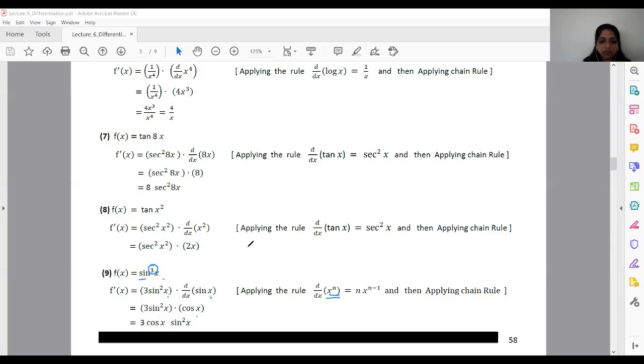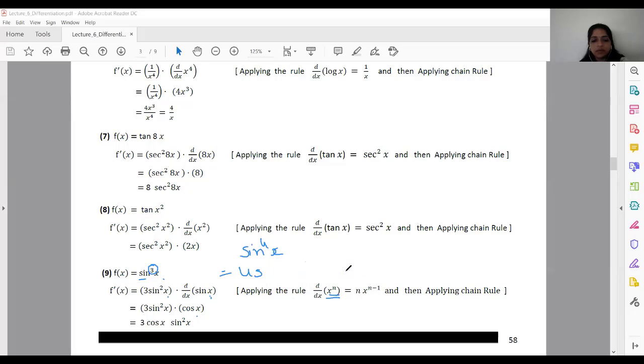Similarly, if I take sin raised to 4x, then my answer will be, first I have to apply x raised to n rule. So 4 sin cube x, then d by dx of sin x. So 4 sin cube x into cos x.